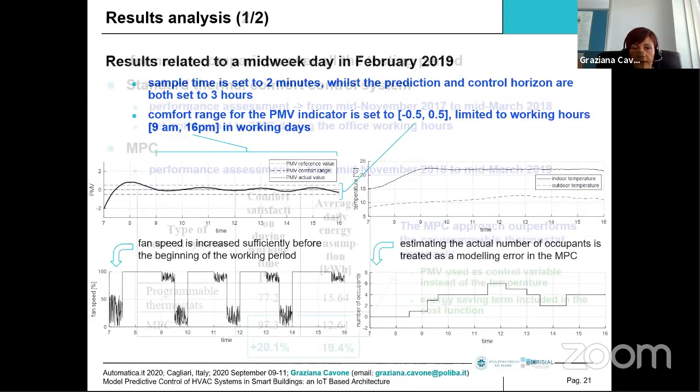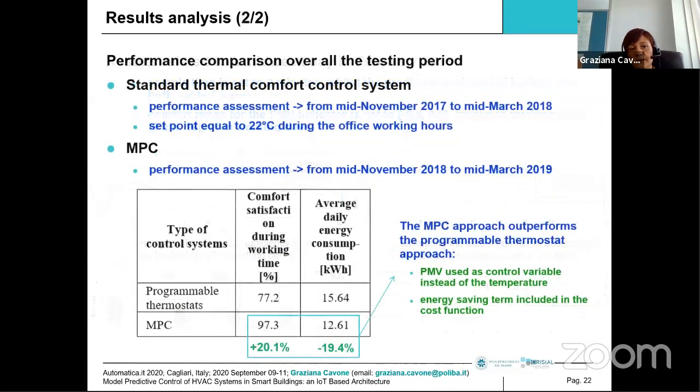And we consider and estimate the actual number of occupants in the room, and we consider this as a modeling error in the MPC. As regards the performance comparison over all the testing period, for the starter thermal comfort control system, we consider a performance assessment from mid-November 2017 to mid-March 2018, and we have a set point equal to 22 degrees during the office working hour. While for the MPC, we consider a period from mid-November 2018 to mid-March 2019.